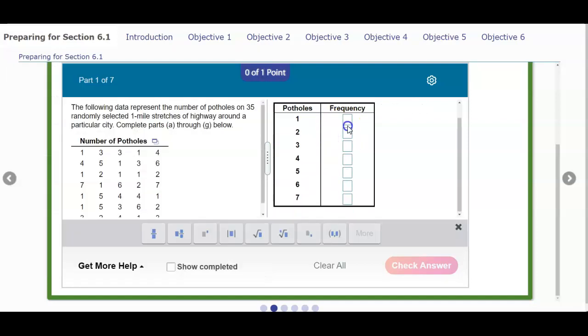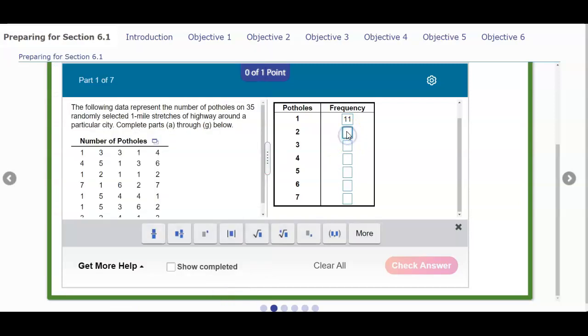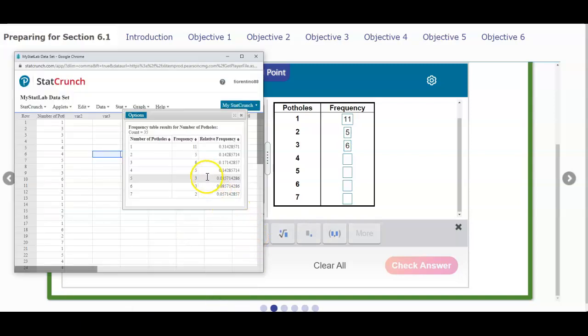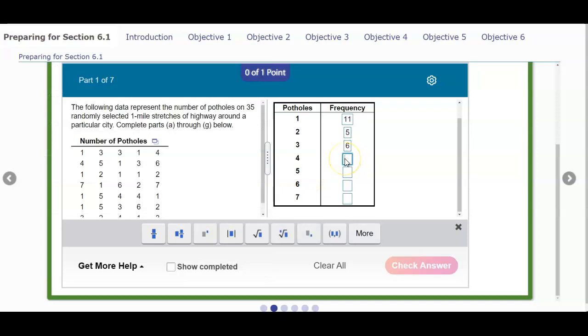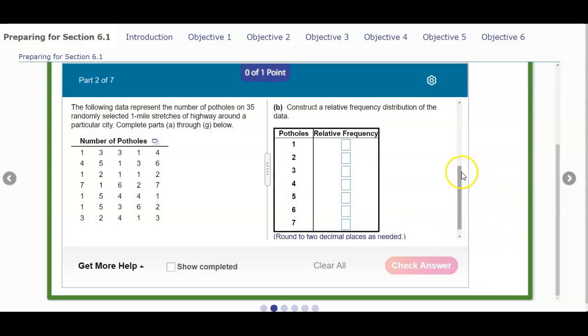And so the first one should be 11, and then 5, and then 6, and then 5, 3, 3, and then 2. And there's our answer.